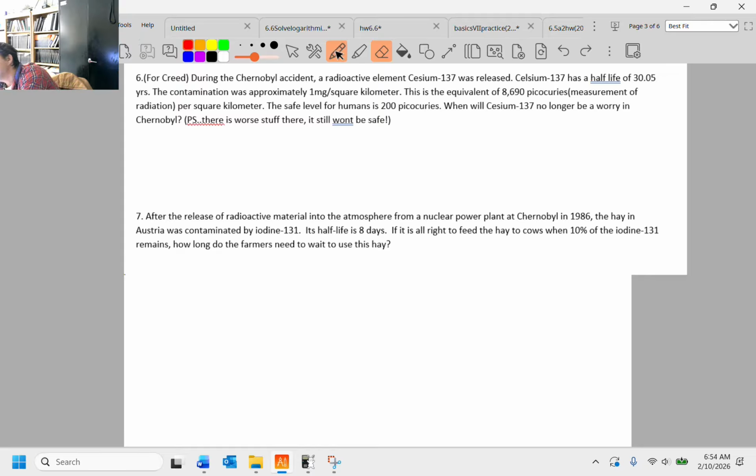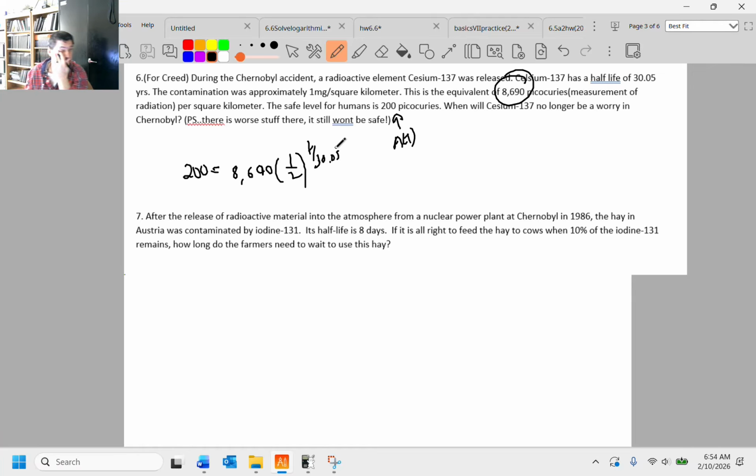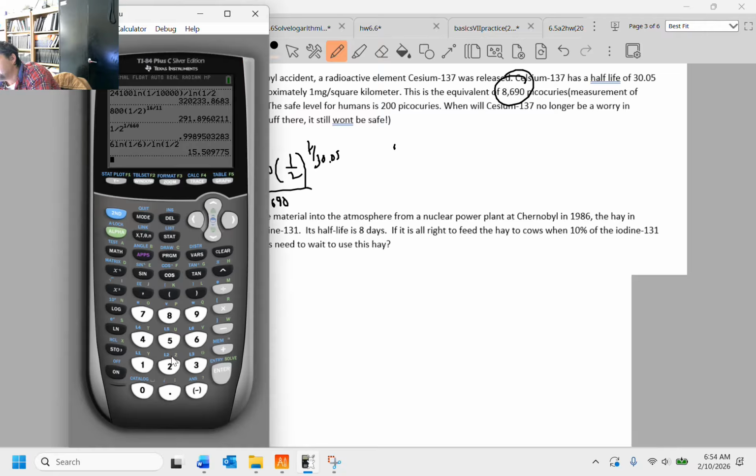So even after this is gone, there's still some bad stuff floating around, by the way. So this would be your goal. That's the amount after time passes. The initial contamination was 8,690. And of course, we have half-life mentioned. So T over 30.05. And the goal here is to figure out how long it takes to get down to a safe level of background radiation. So let's just do some math. We're going to divide out that 8,690. I'm pretty tired, so I'm not going to do that in my head. Let's see what that fraction reduces to.